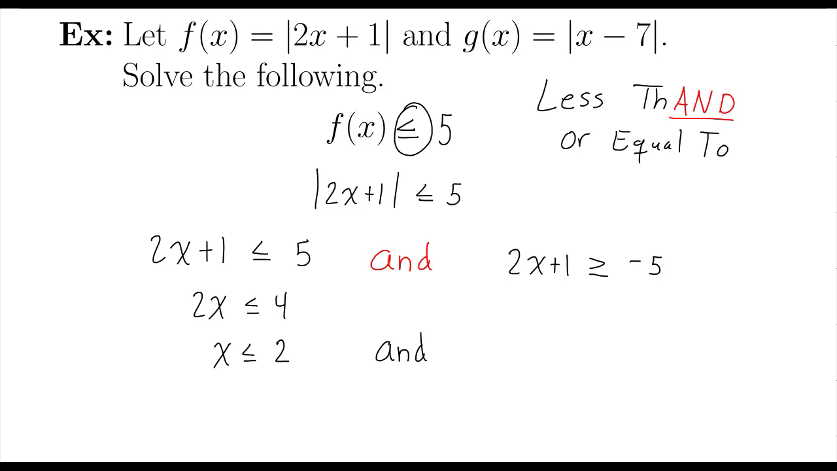And let's solve the right. Subtract 1 from both sides. Negative 5 minus 1 is negative 6. Divide both sides by 2. Negative 3. So x is greater than or equal to negative 3. Now, the word and. When you see the word and, I want you to think overlap. Well, what does that mean?